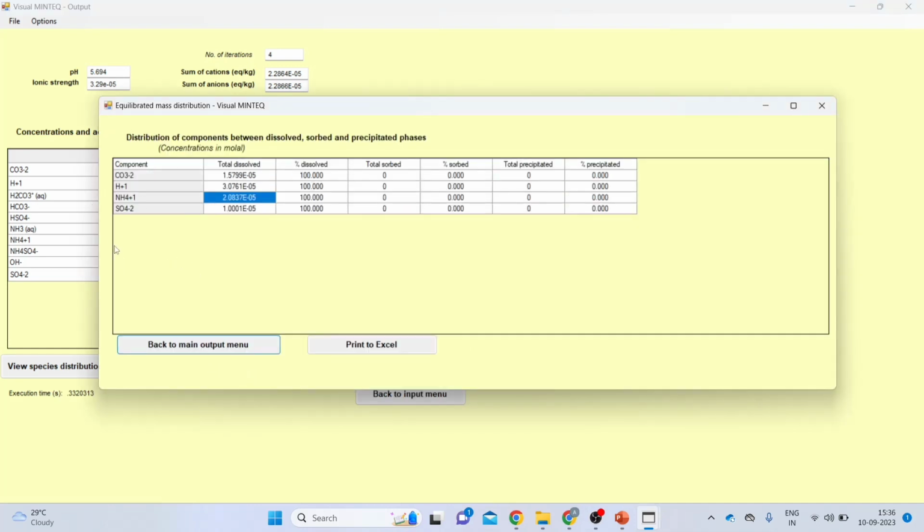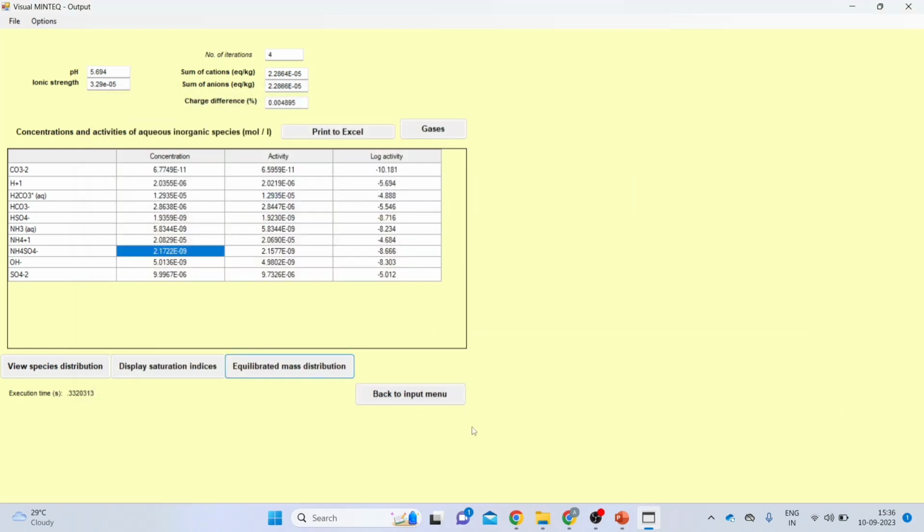We will get the mass distribution of all the components which are in the dissolved form, and these columns we will see in the later sections, in the later weeks. So here we can see that the component ammonia concentration is this much. So this is the overall concentration of dissolved ammonia. So we'll go to the back menu, then we will go directly to our slides.